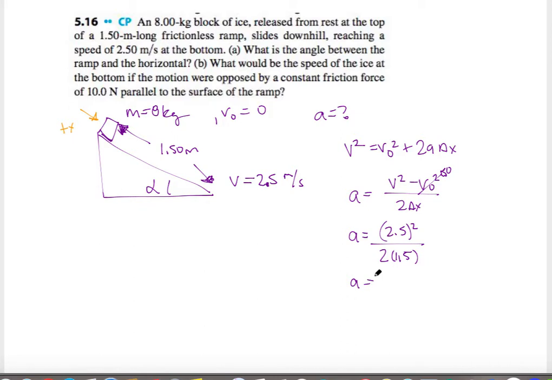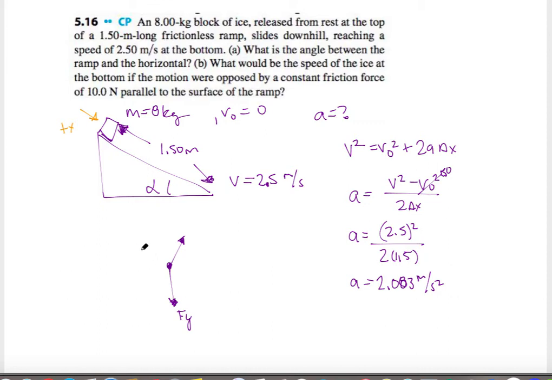So the actual acceleration of my block is 2.083 meters per second squared. So now I want to figure out what fraction of gravity that is. So if I think about this from a free body standpoint, I have a normal force acting this way, I have no friction, and I have a force of gravity acting this way.